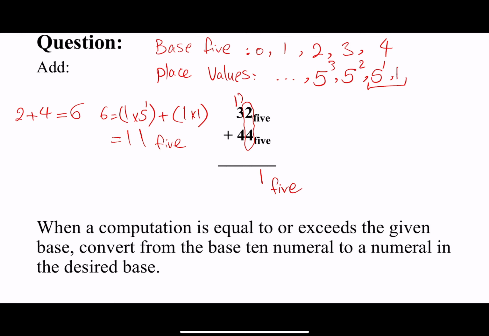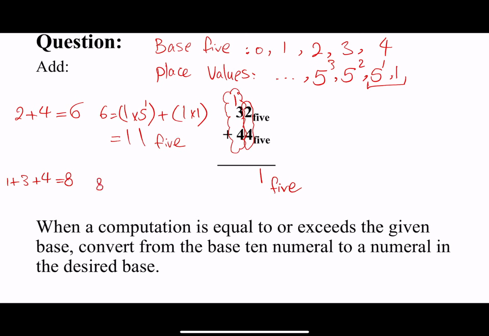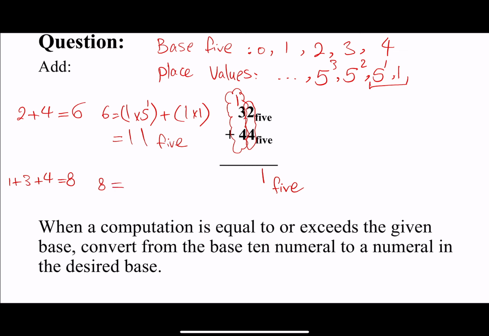Okay, now I need to add 1 to 3 to 4. Okay, so 1 plus 3 plus 4 is 8. So is 8 allowed in base 5? No, it's not. We're supposed to have from 0 to 4. Okay, so I'm going to convert it. Well, again, I look at the place values. I choose the ones that are equal or less than 8. So 1 and 5.